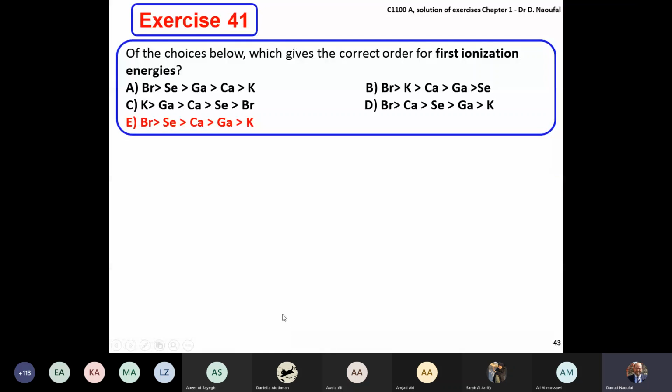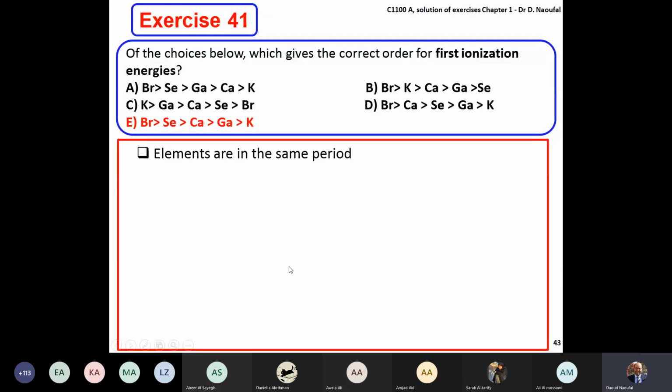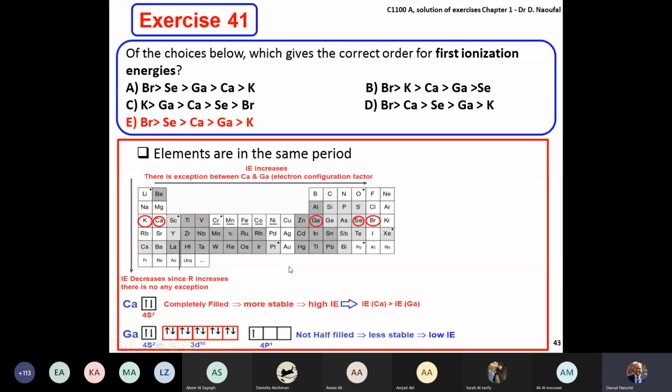Exercise 41. Of the choices below, which gives the correct order of first ionization energy? The periodic table is given. So in the same row, the ionization energy increases from left to right, with the exceptions. Okay, so the order is K less than Ga, less than Ca, less than Se, less than Br. So the correct answer is E.